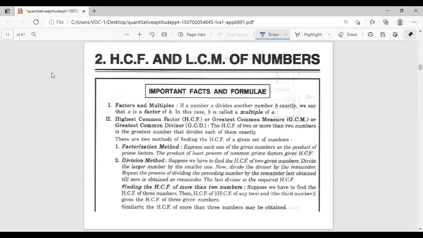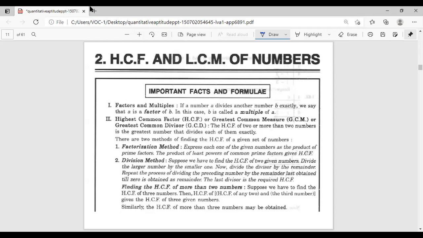Hello friends, today we will start with quantitative aptitude, the second chapter, that is HCF and LCM. Subject code is 332. So what is HCF and what is LCM? First we will see the factors and multiples.